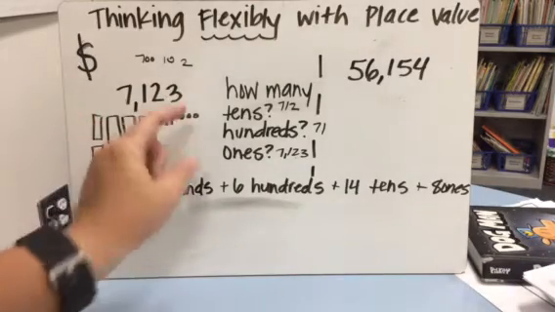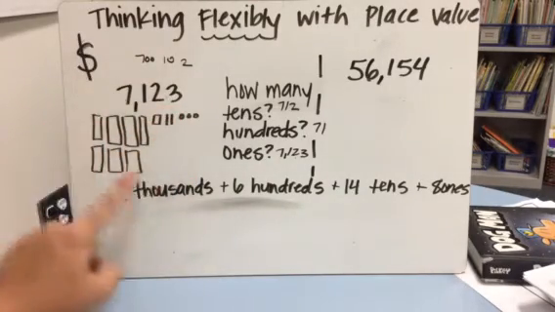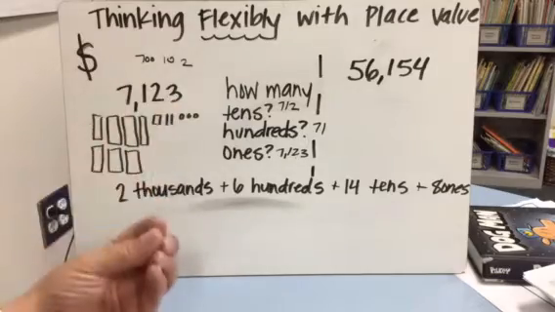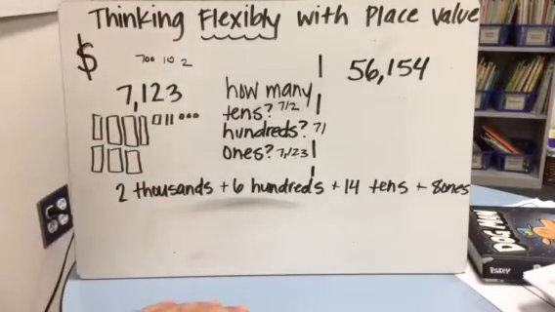I can't forget that it's not 2 tens. It's actually 712 tens, but bundled up in different ways. All right, so that is one way that we're thinking flexibly.